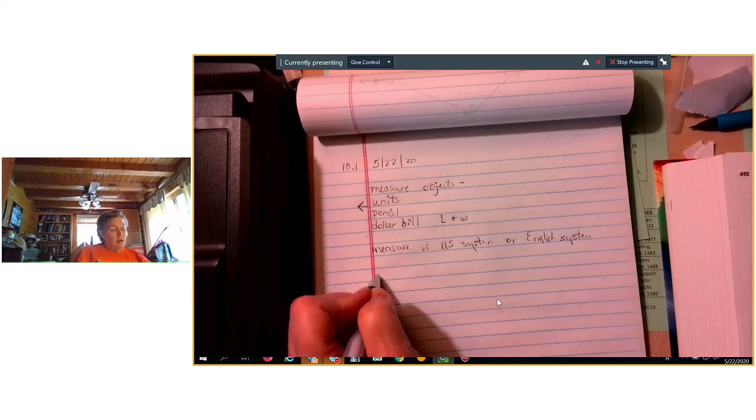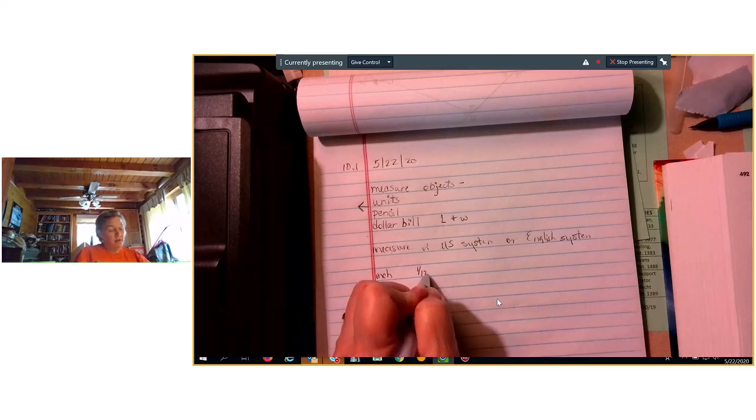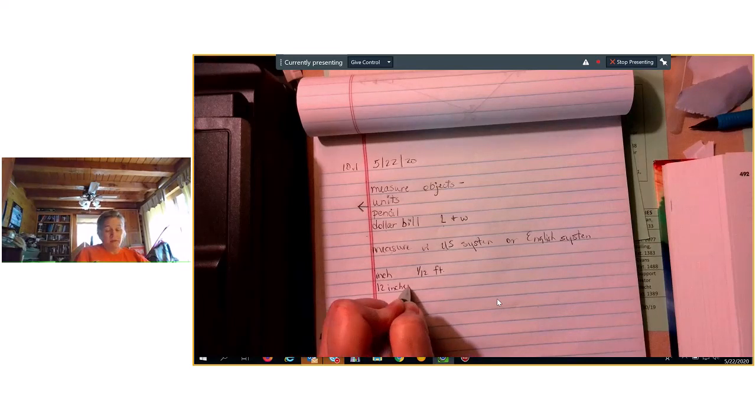You do need to know that an inch is 1/12 of a foot, because we know that 12 inches makes up 1 foot.